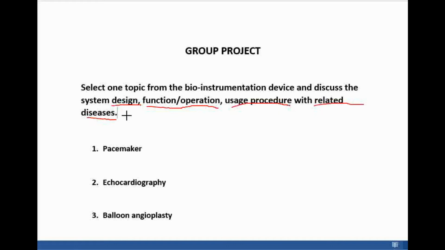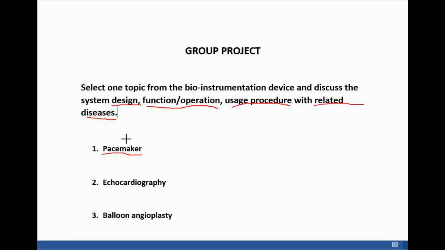Okay, so for example, let's take the first one, pacemaker. So pacemaker is a device inside the human body, used as a therapeutic, monitoring, or diagnostic device. Normally they use a pacemaker inside the human body to revive the signal of the heart. So what are the diseases that cause the heart problem, which requires the pacemaker to be implanted inside the human body? So I hope you can understand.